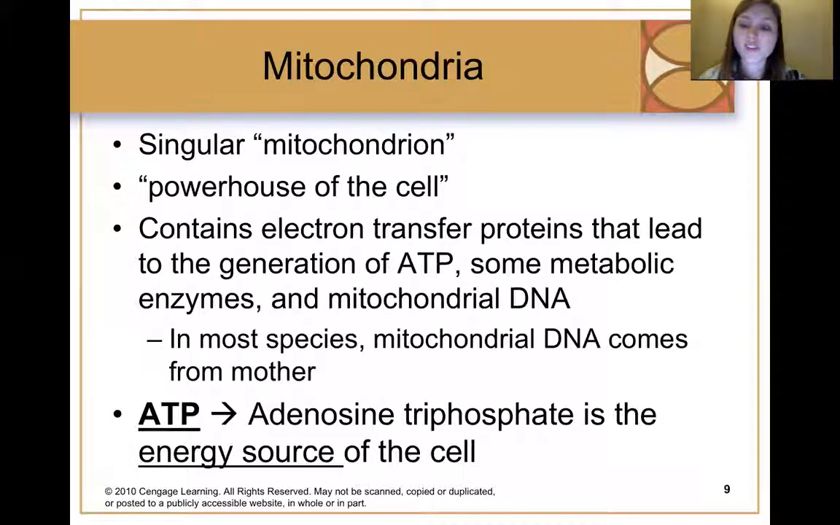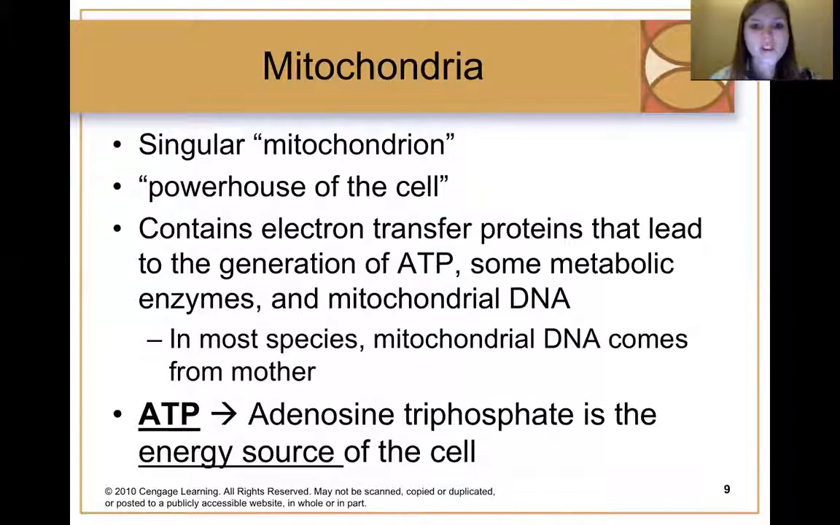Like I said, the nucleus has most of the DNA, but it doesn't have all of it. So the mitochondria will have some of their own DNA as well. And then a throwback to your first section and what was on your first exam: in most species, your mitochondrial DNA comes from your mother. So that's just something interesting to note there.